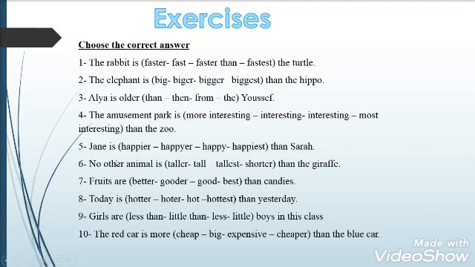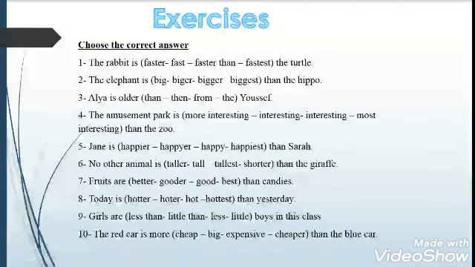Number 5. Jane is happiest than Sarah. Remember what we said about words that end with y? I take it and add what? Excellent. I take the y and add I-E-R. So which one is correct? Excellent. Happier, I-E-R. Jane is happier than Sarah. Great. Come on, continue to number 6.